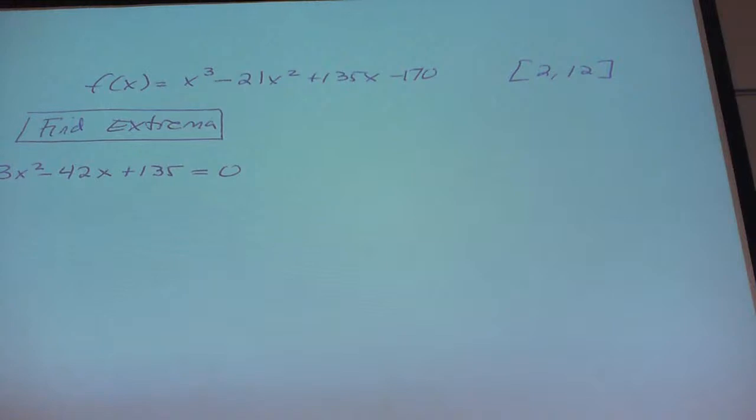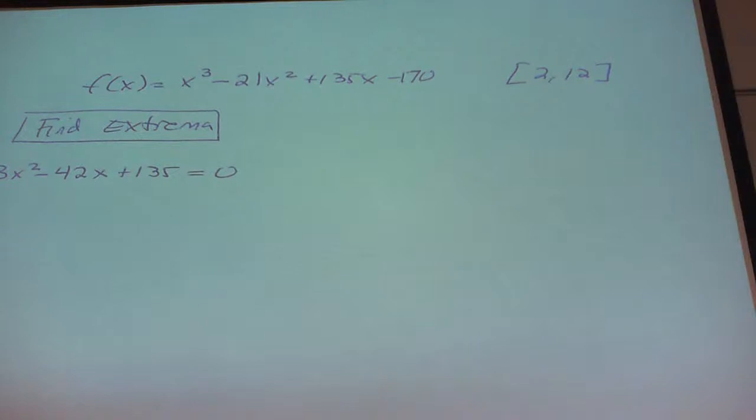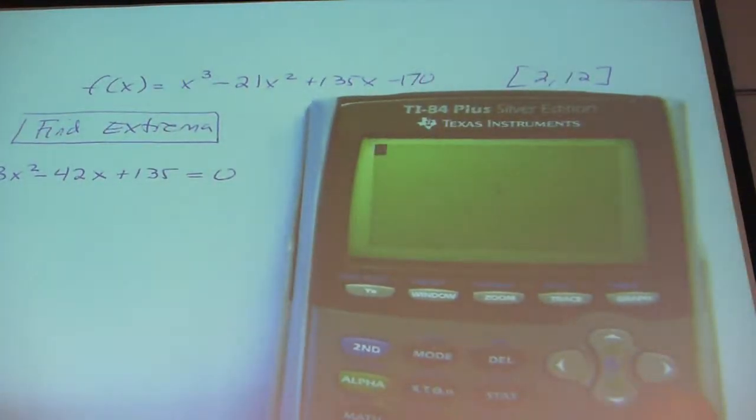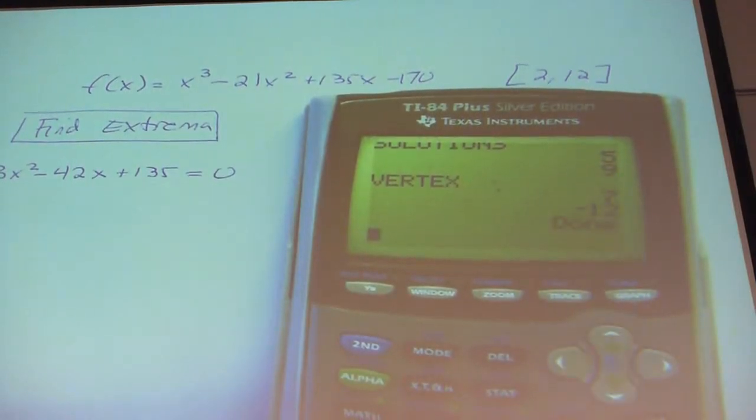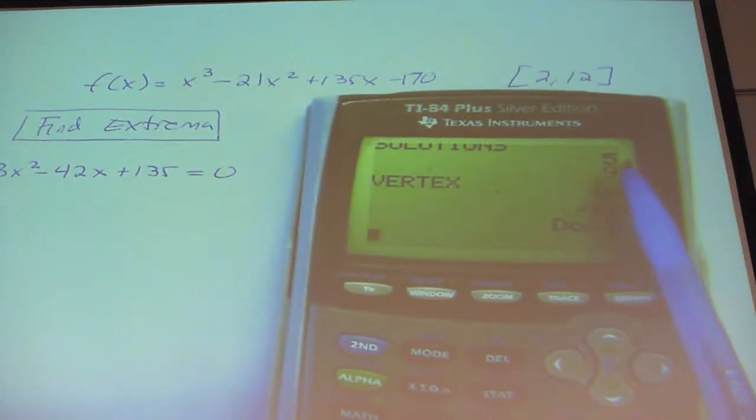So let me give you a couple reminders, okay? Number one, is this quadratic? If it's quadratic, what could we use? The quadratic formula. So I hit program, quad form, A is 3, B is negative 42, C is 135. And am I looking for solutions or vertex? Solutions. So you get 5 and 9. So if you sat there waiting for me to go over it because you don't know how to factor, guess what? Factoring is your problem. That's the issue.